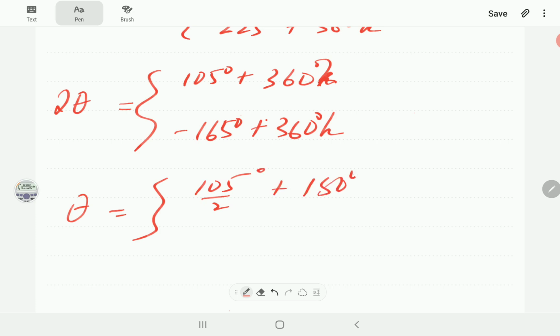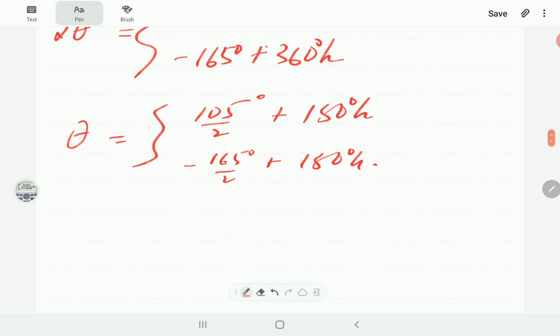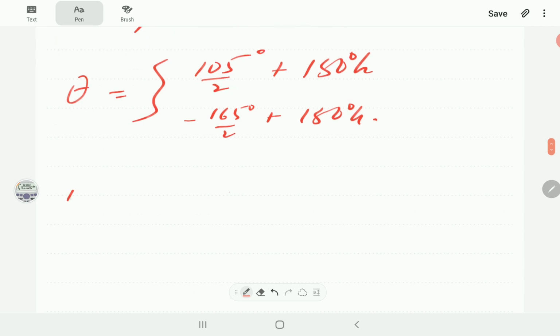plus 180k. This one is going to be negative 165 over 2 plus 180k. And then you can convert this to radians. I'm just going to go to number 2.